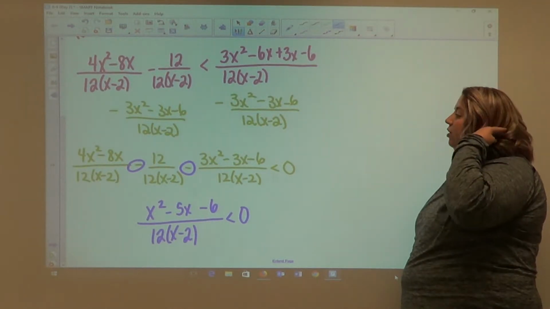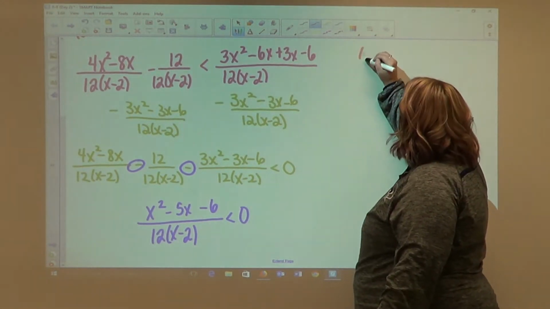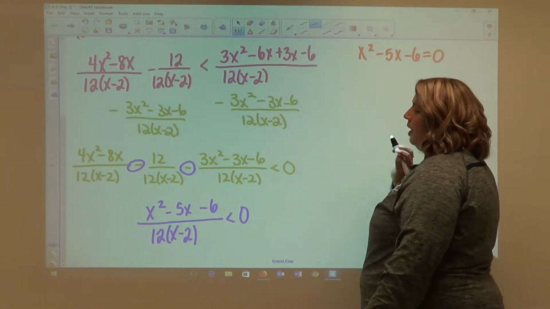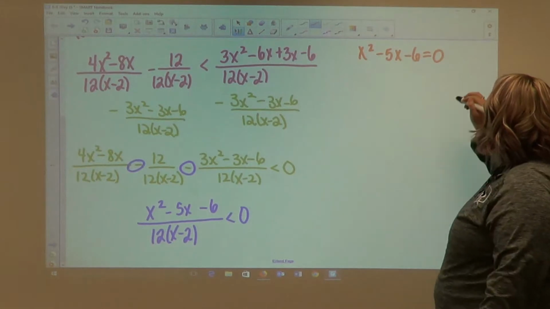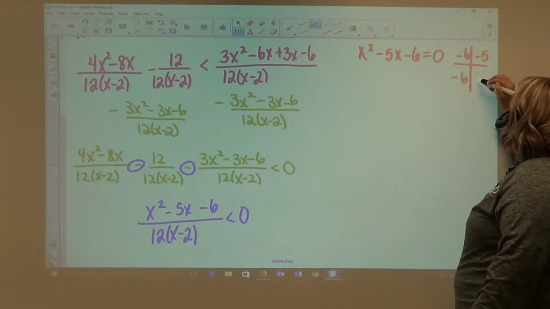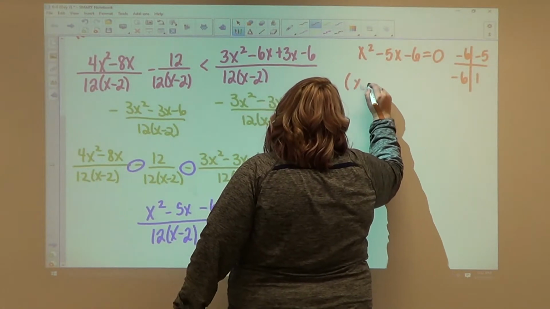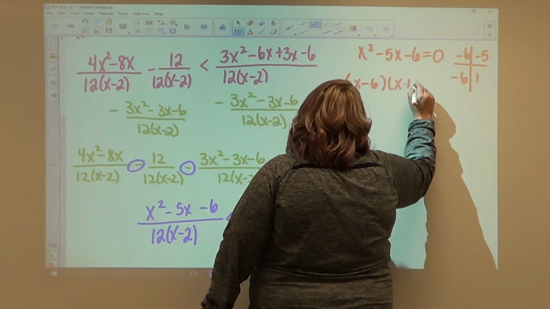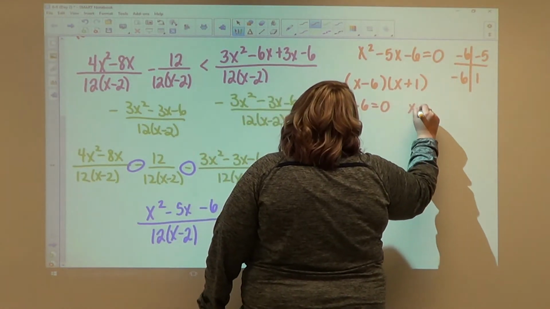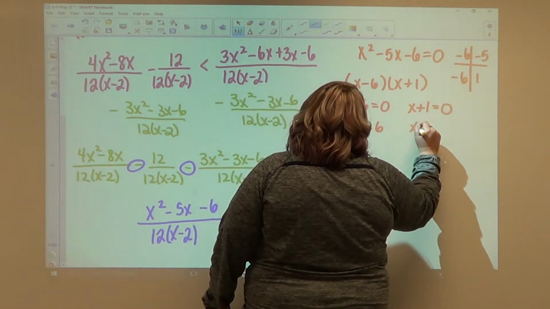Okay, then to find your critical numbers, leave this alone right now. You're going to set the top equal to 0 and solve, and you're going to set the bottom equal to 0 and solve. Let's solve the top first. Multiply to get negative 6, add to get negative 5: that would be negative 6 and 1. So this factors into (x minus 6)(x plus 1). When I set those equal to 0 and solve, I get x equals 6 and x equals negative 1.